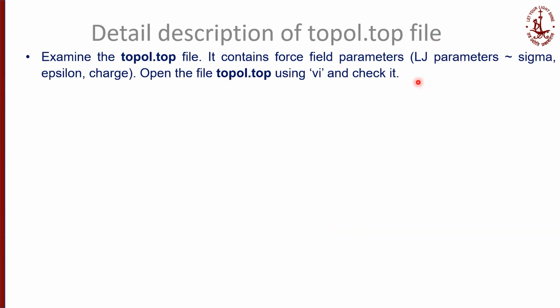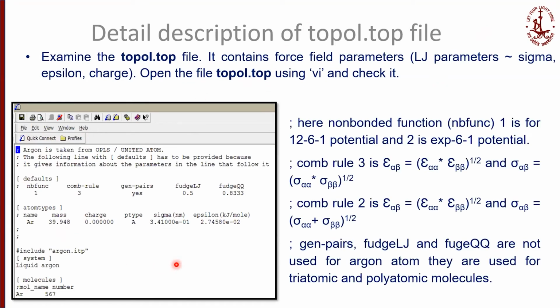What are the different Lennard-Jones parameters that we require? They are sigma, epsilon, and charge. I hope all of you know the form of the 12-6 potential. So if you open the file topol.top, this is how it looks.